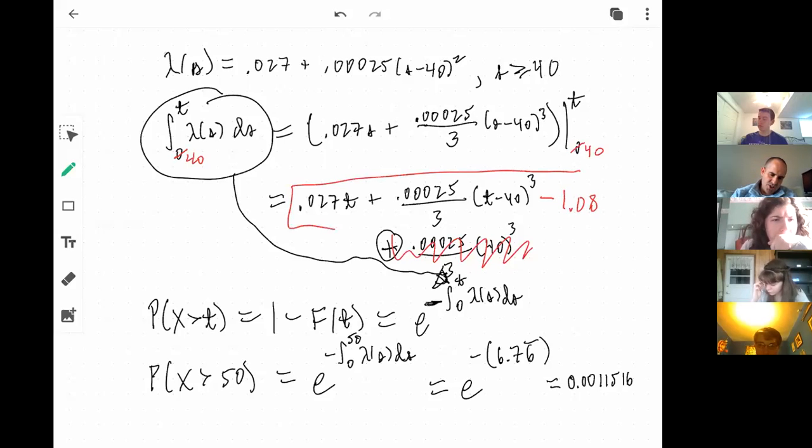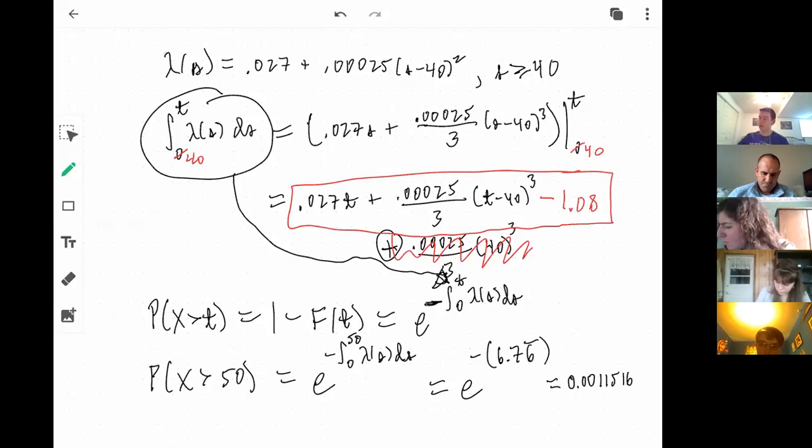Okay, so this is the function that we should have been using right here. Sorry about that. So then you would plug in things that are above 40 to get this. If you plug in t equal to 50, what do you get? 0.027 times 50 plus 0.00025 divided by 3 times 1,000 minus 1.08. You get 0.35 something. So this thing right here should have been 40 to 50, and it should be 0.35 repeating.